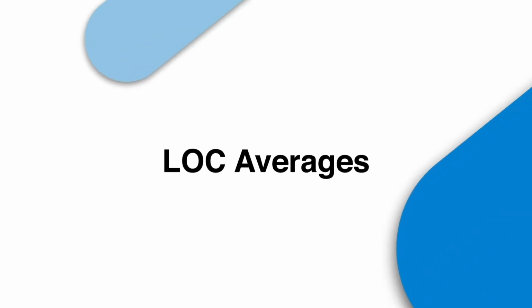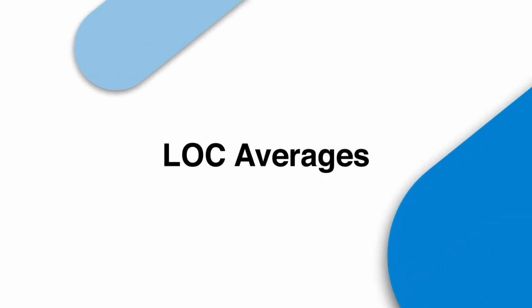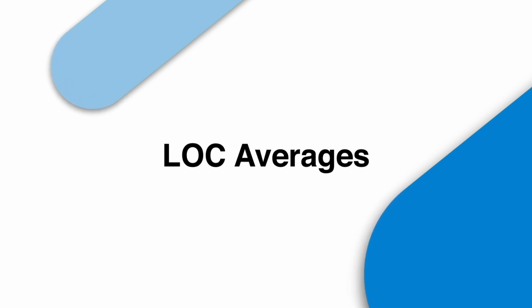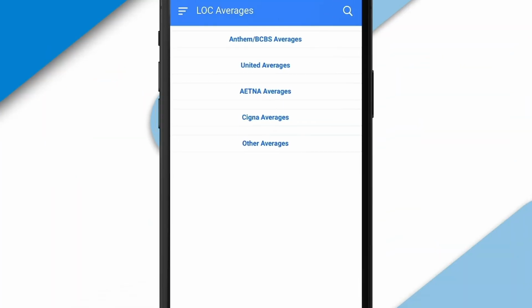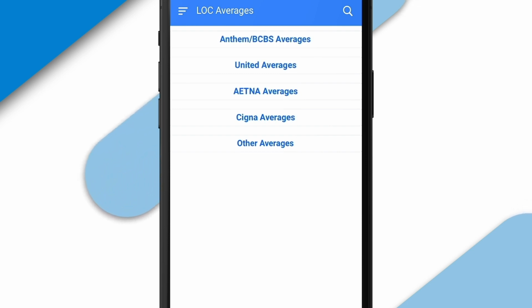The Level of Care Averages feature lets you know how much you're getting paid by each payer for each level of care. It will also let you know how much authorization you're averaging per level of care. This feature is broken down by payer, the big ones first. Anthem, United, Aetna, and Cigna, and all other insurance carriers are put into one category. Here you simply click on a payer to find out how you're doing with that particular payer.